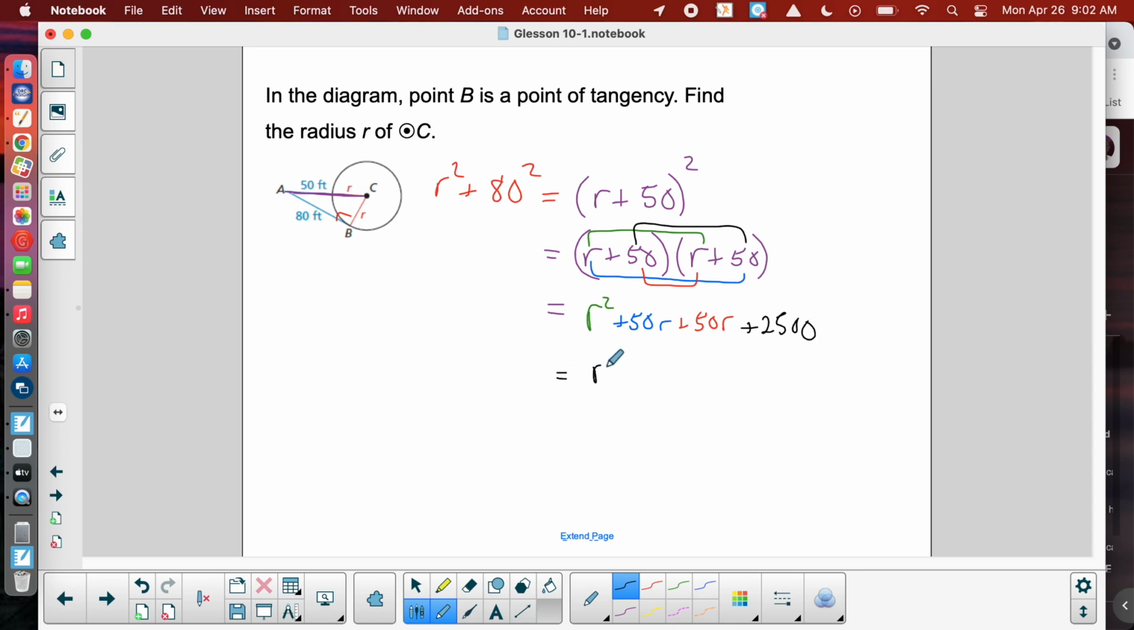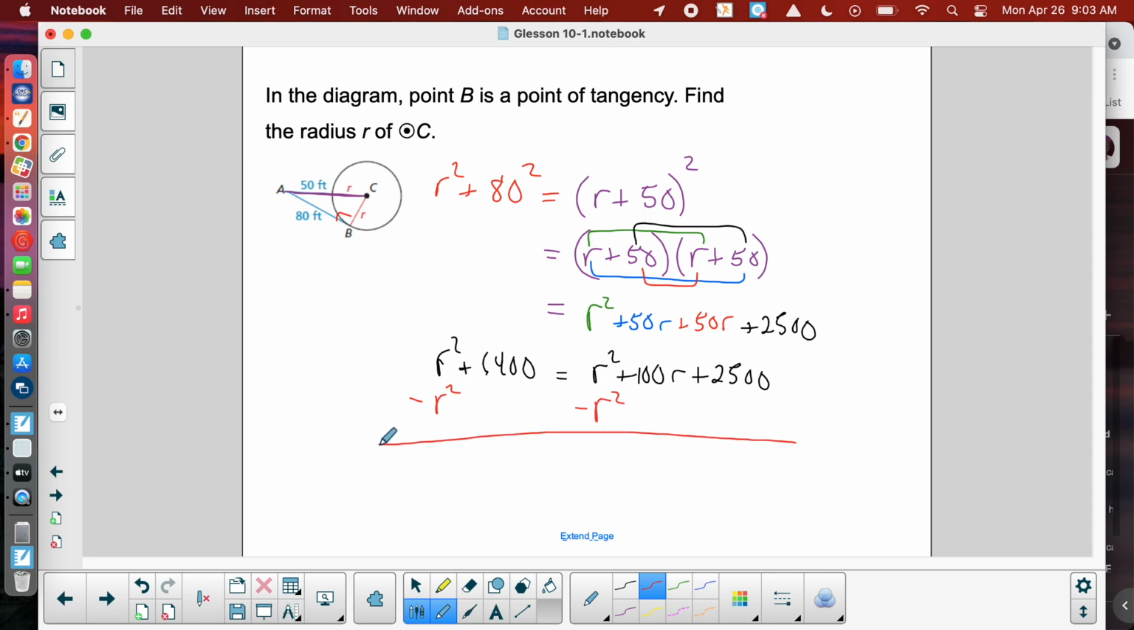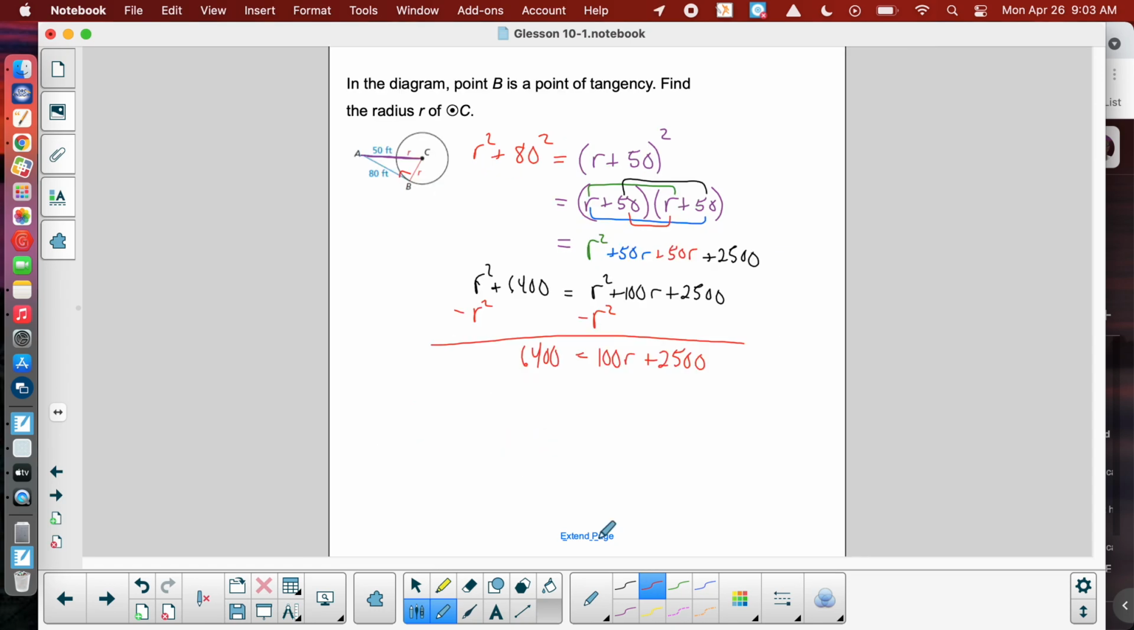So when I put that all together, that's r squared plus 100r plus 2,500 equals, on this side, r squared plus 6,400. Now the nice thing here, as messy as this looks, is that my r squareds are going to cancel out. So I get 6,400 equals 100r plus 2,500. And these numbers are actually going to work out quite nicely for us.